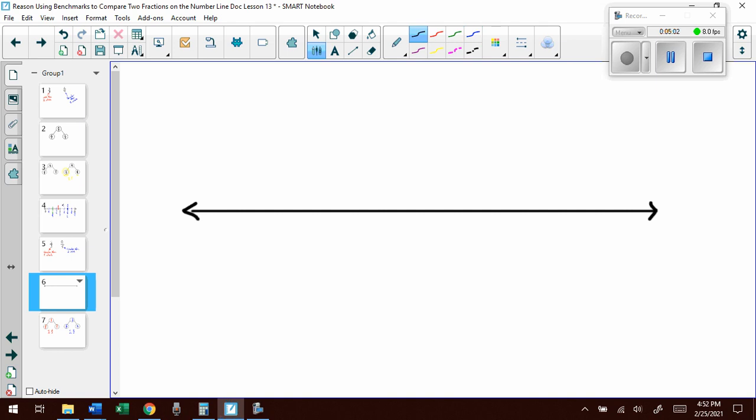Since we know that our fractions are greater than 1, we should partition our number line from 0 to 1 to 2. And the first one I'm going to put on there is 5/3. 3 being my denominator, I need to partition this number line into thirds. There, 0 to 1, partitioned into thirds. The second whole, 1 to 2, partitioned into thirds.